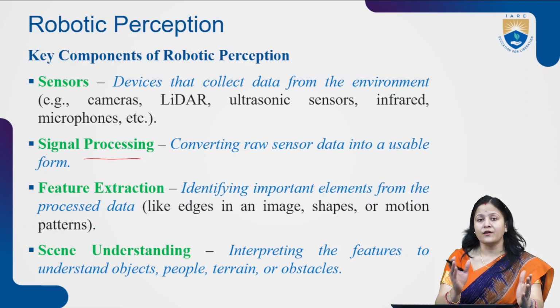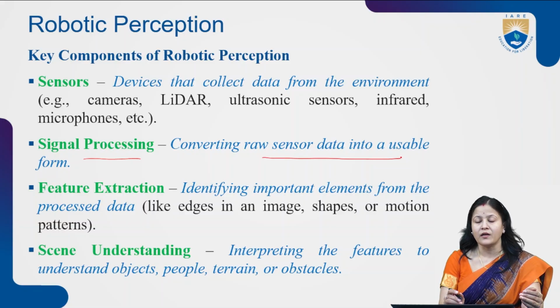So that is why the raw data received through the sensors should be encoded into a usable format. That format may be a different knowledge representation technique, or it may be an encoded format or in any programming language. That processing is called signal processing: conversion of the raw data into a usable or digital format.